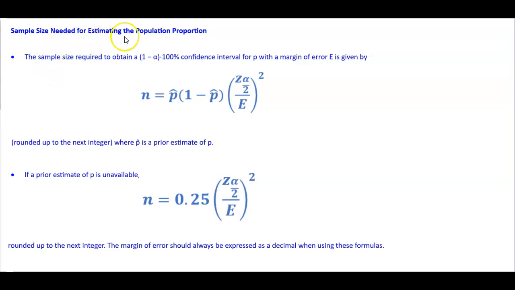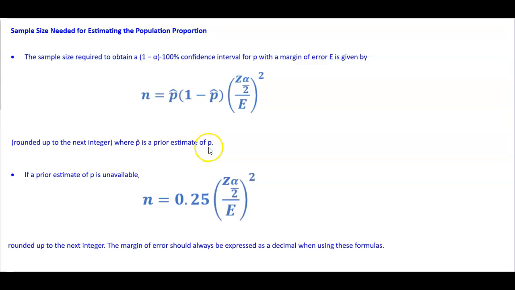Sample size needed for estimating the population proportion. The sample size required to obtain a (1 minus alpha) times 100% confidence interval for p with a margin of error E is given by the following: n equals the point estimate times (1 minus the point estimate) times the critical z value over the margin of error, squared.